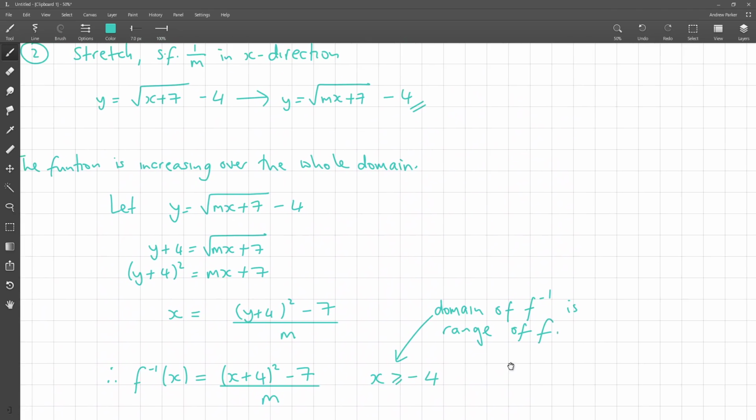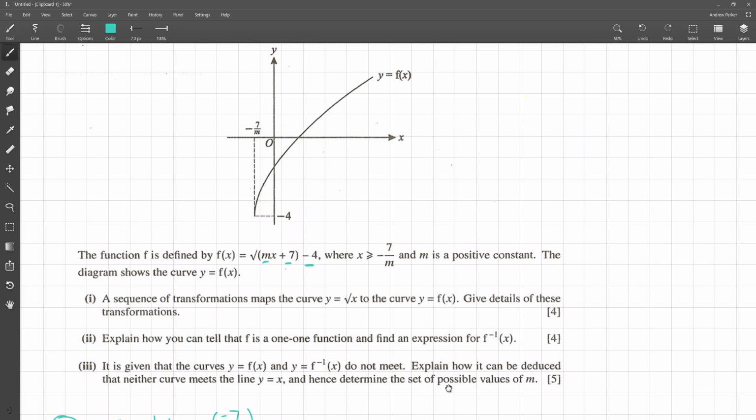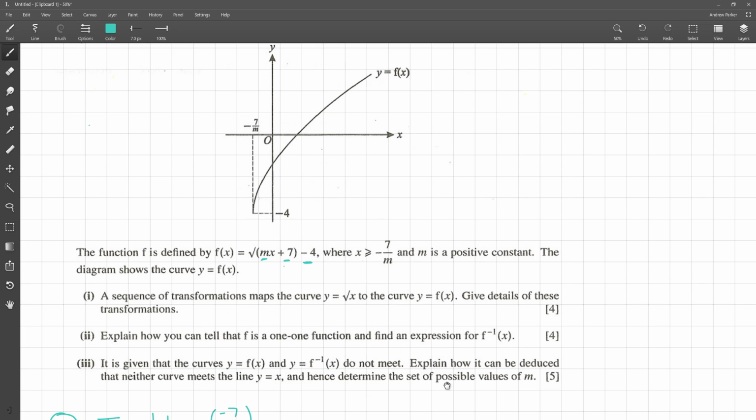So this was a question at the end of an exam paper. It was expected to be tough, and not that many people will have got full marks for this question. However, I do think there's a lot of things in this question. If you understand this question well, then the vast majority of graph transformation questions and function questions you'll probably find pretty straightforward.